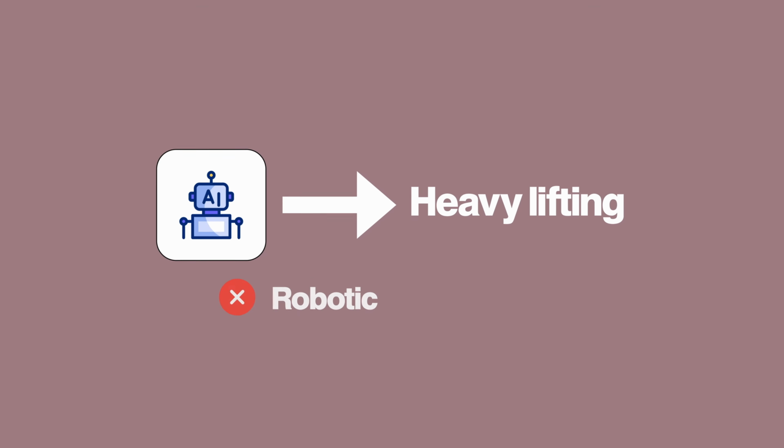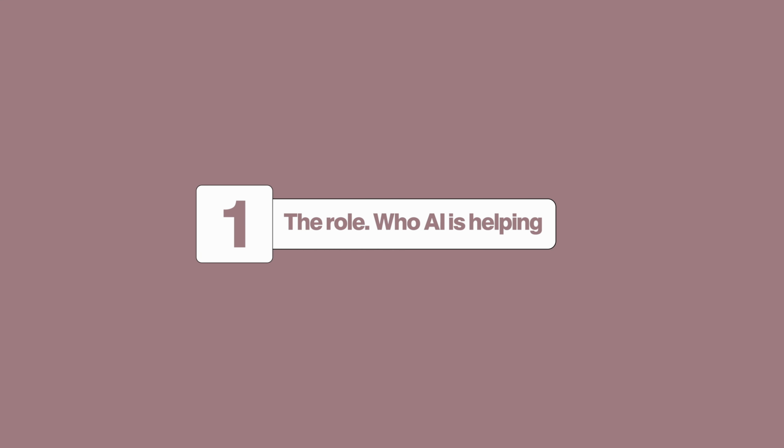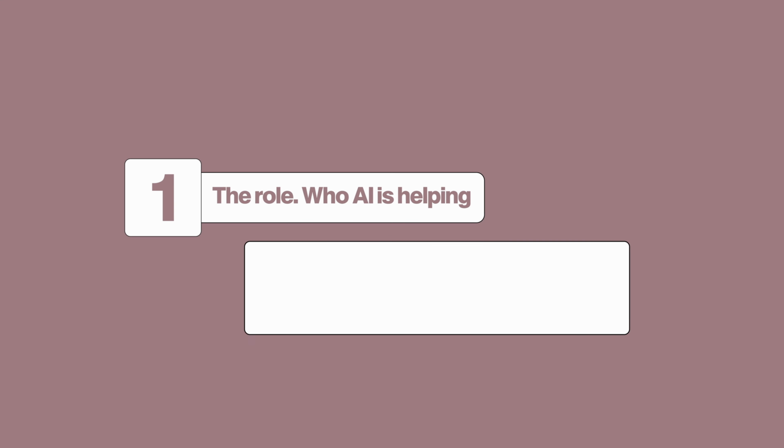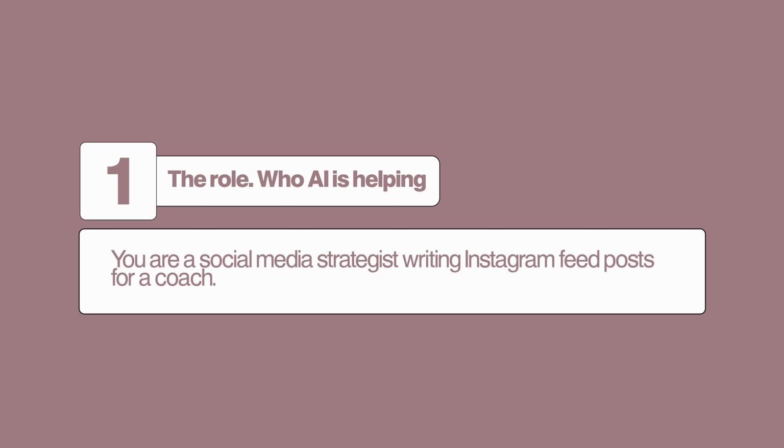Here's how to get AI to do the heavy lifting for you without sounding robotic or generic. I'm using Claude for this demo. It's what I use day to day, but this prompt structure works in ChatGPT too. We're going to break down the prompt into 4 blocks. Block 1 is the role, who AI is helping. I'm telling it that you are a social media strategist writing Instagram posts for a coach. This tells your AI how to think before it writes, so you get smarter, more targeted content from the start.